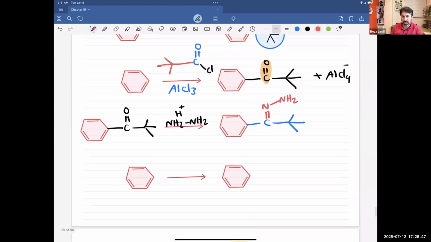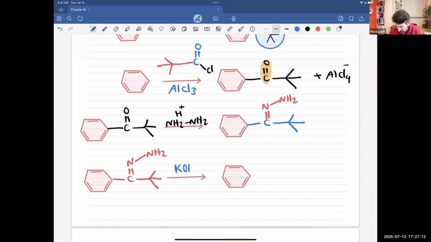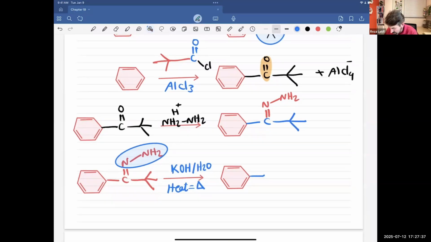Okay, and the next step, I will take that one and treat it with a strong base and also heat. So next step, take this compound and treat it with strong base. The base I'm going to use will be sodium hydroxide or potassium hydroxide. The solvent will be just H2O, and I will use heat. You might see they show it by just a delta sign, that means heat. And that's going to do the job for us, and it will turn this entire group into nitrogen gas, so it will be N2.